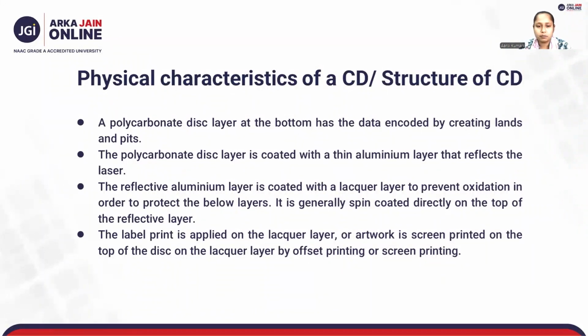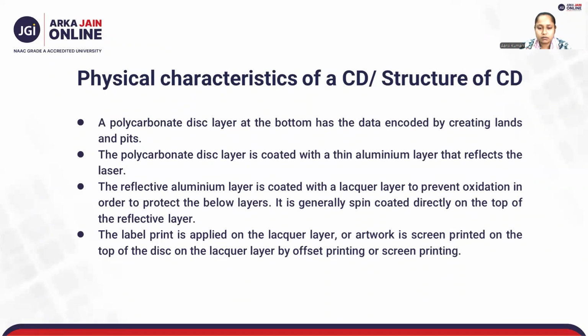It is made of a clear polycarbonate plastic substrate, a reflective metallic layer, and a clear coating of acrylic plastic. These thin circular layers are attached one on top of the other as described. The polycarbonate disk layer at the bottom has the data encoded by creating lands and pits. The polycarbonate disk layer is coated with a thin aluminum layer that reflects the laser.